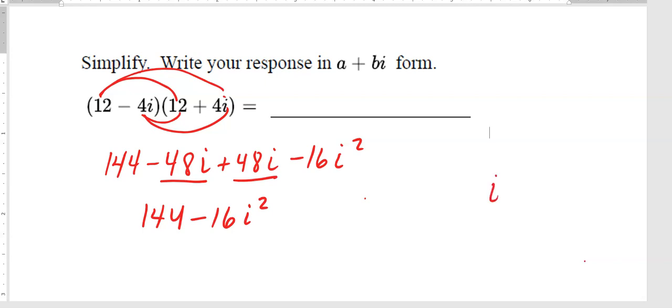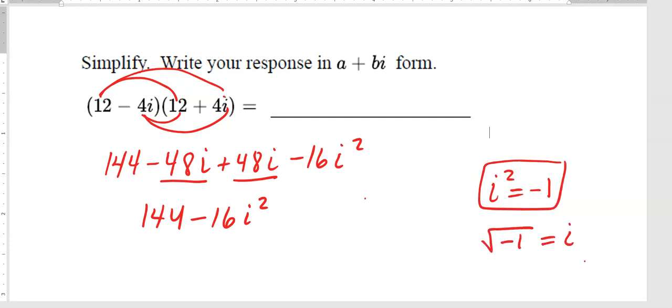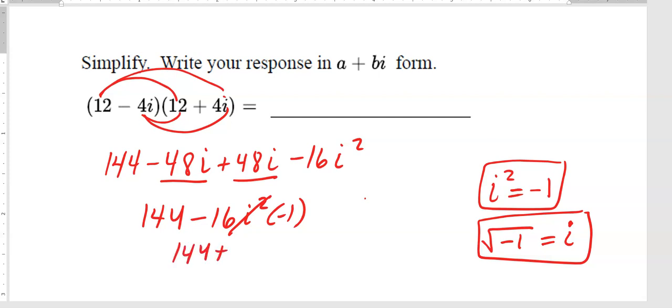Now I must memorize before I go on the test that i squared is equal to negative 1, and I must memorize that the square root of negative 1 is equal to i. So these are things you're going to want to memorize before you walk in. So wherever there's an i squared, I'm going to replace that with negative 1. So I have 144 plus 16, which would be 160.